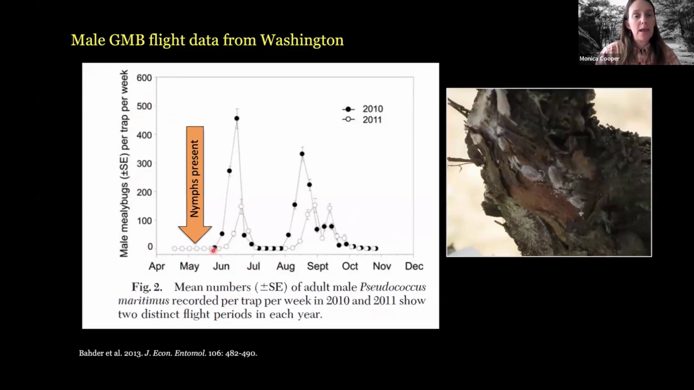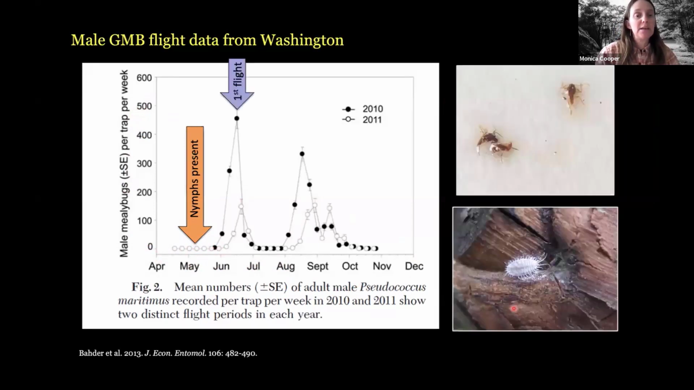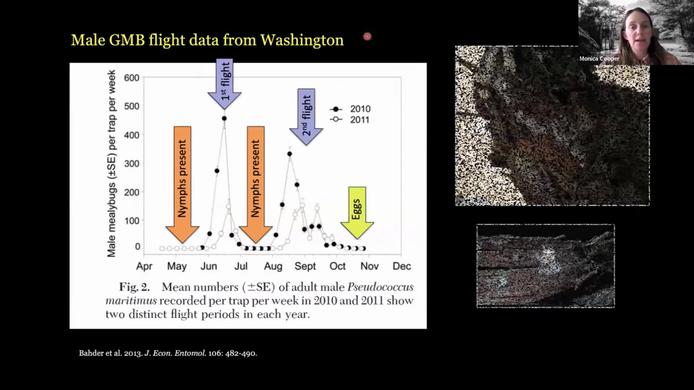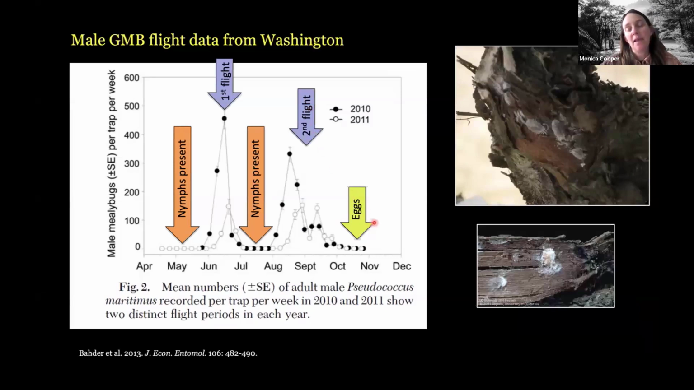Starting sometime late May, early June, we start to get an uptick. So that's the first flight. That's when males are flying, mating is happening, and then those mated females, as we discussed, go back under the bark to lay eggs. And then in that sort of July to August period, the trap numbers drop once again to 0. And again, that's because we have nymphs in the field, so no males in the field. And then once that next generation or that summer generation matures, then we start capturing males again, and we get our second flight. Mating happens again, and then the eggs go to overwinter.